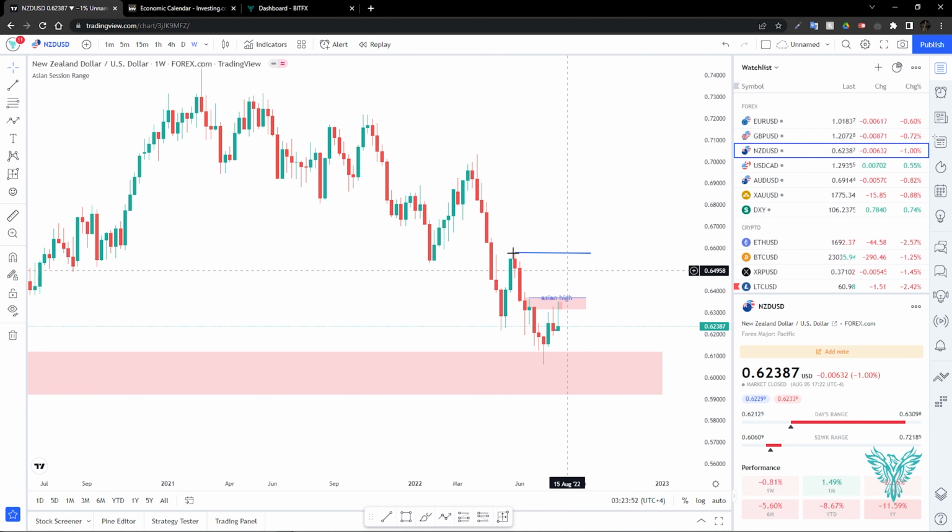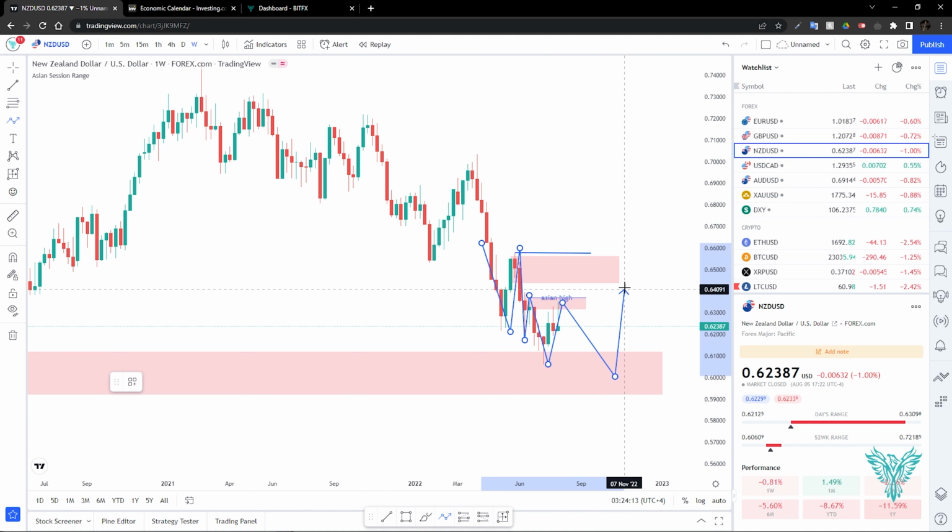So for us to go bullish on NZDUSD, we would need to see a break in these two structures. So what do we know? We know that this is a strong supply, and then this is a strong area of supply. So potentially the market could just continue down, making lower lows, which is what's happening right now.